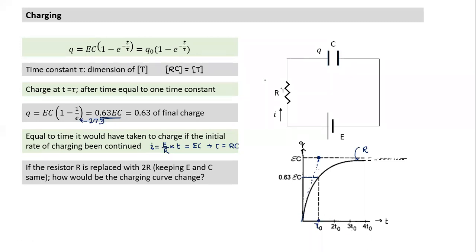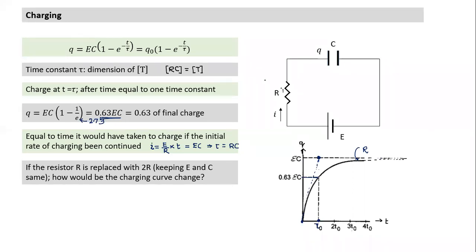Yes. First thing, whenever you charge, look at the curve's initial point. Will the initial point change? The initial point is zero charge. Will the final charge change? The slope will be lower. There are three parts: the starting point, the endpoint, and the slope. So first, the starting point is not changing. Does the final point change? The final charge is EC. I'm not changing the battery, I'm not changing the capacitor. So this curve will be asymptotic to this line. The final charge is the same.